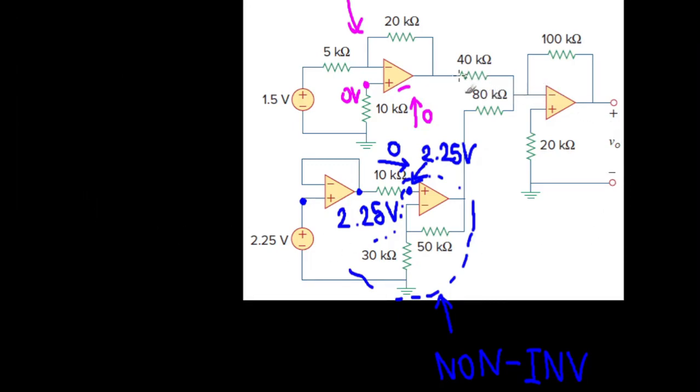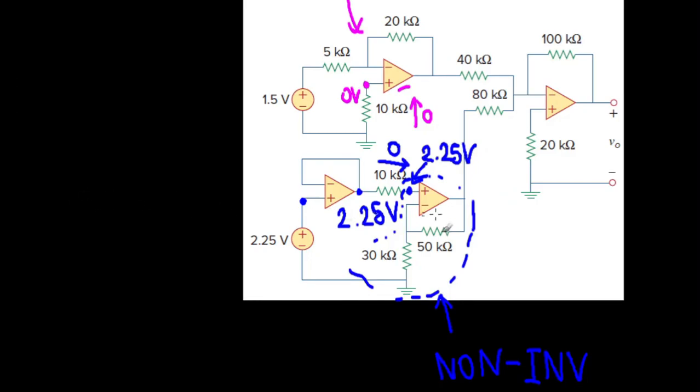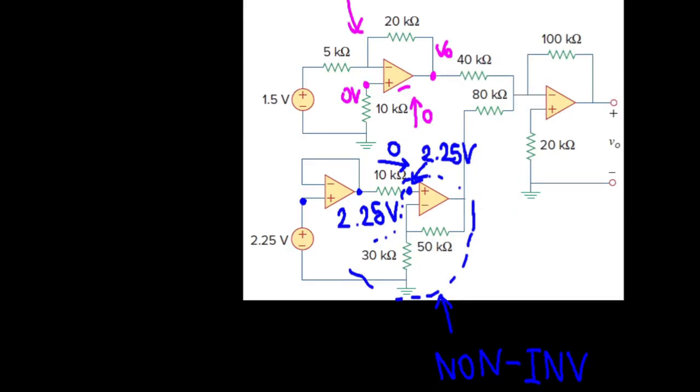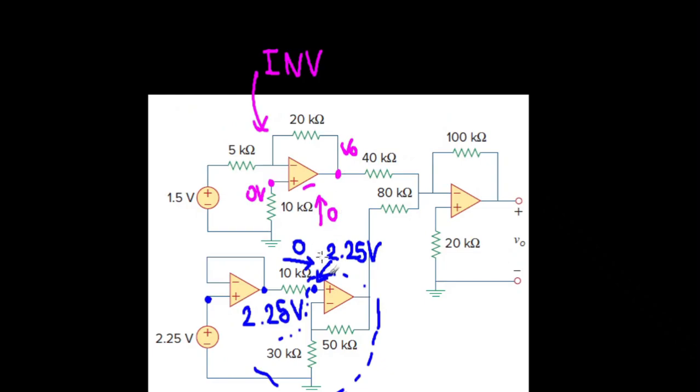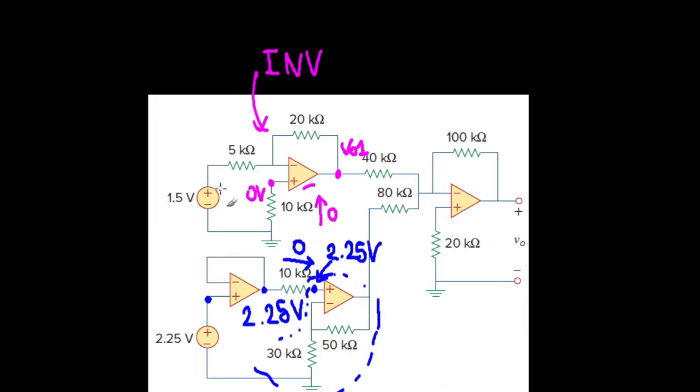Let's see. I forgot to label those ones, so I'll actually do that. Let's call this your V output 1. Let's call this your V out. All right, so the last amplifier we have, this one. As I was labeling these, this is V output 1. This one is V output 2, same as here. So I'll label this here. So this is V output 2.